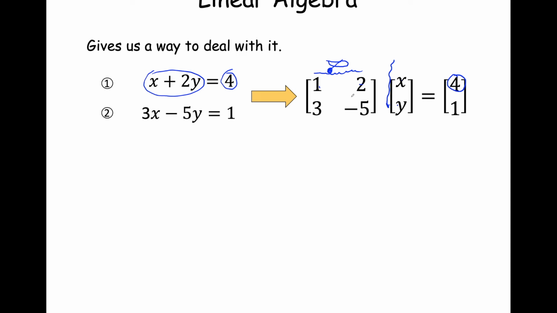Let's do the same thing with the second row. So we row across the river and down the stream. So we say 3 and minus 5, position to position, 3 times x plus minus 5 times y. That's 3x minus 5y is equal to 1. And so this rowing across the river down the stream is how you multiply matrices and vectors.